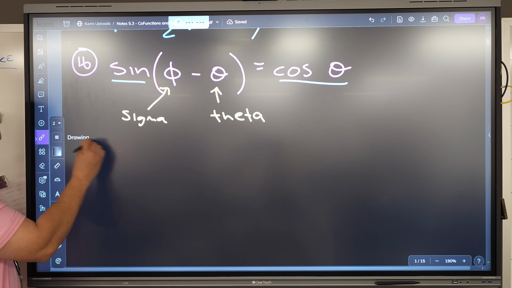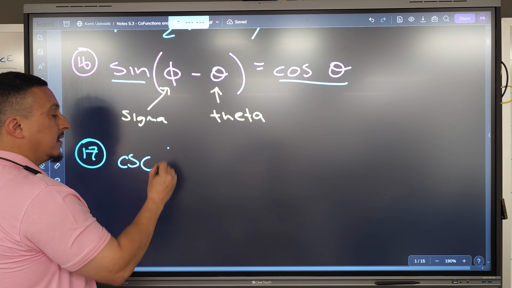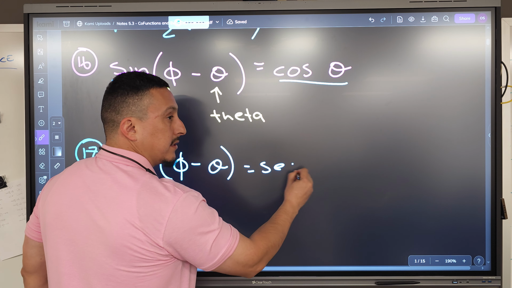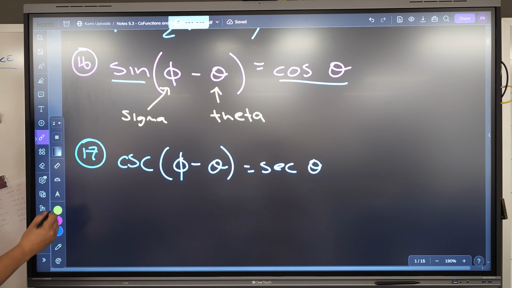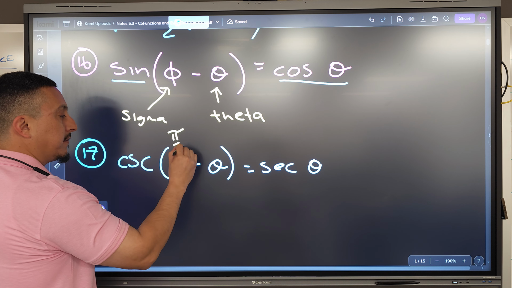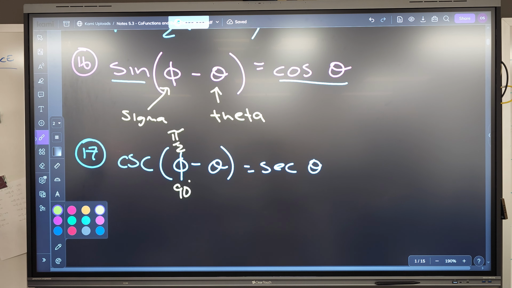So number 17 is cosecant sigma minus theta equals secant theta. Since these are your notes, on one of them, you know, you could put, this is really pi over 2 or 90 degrees. Okay, that's what that stands for, just so we don't have to write.